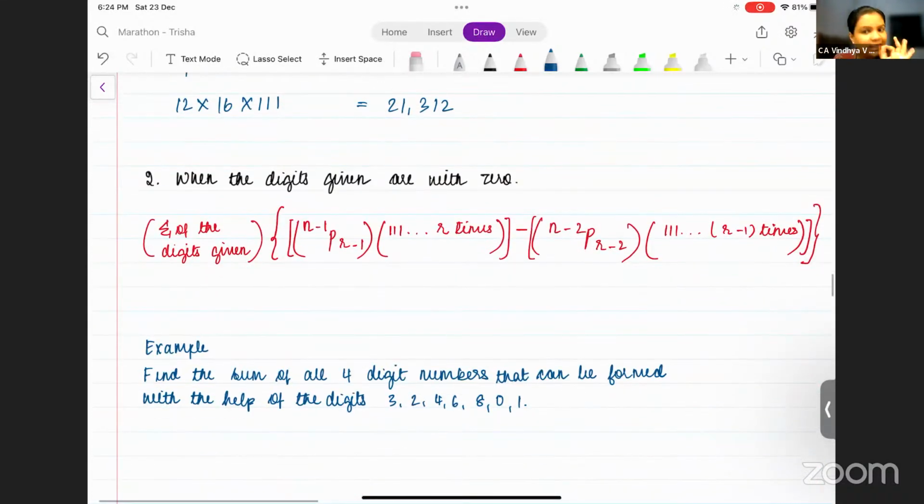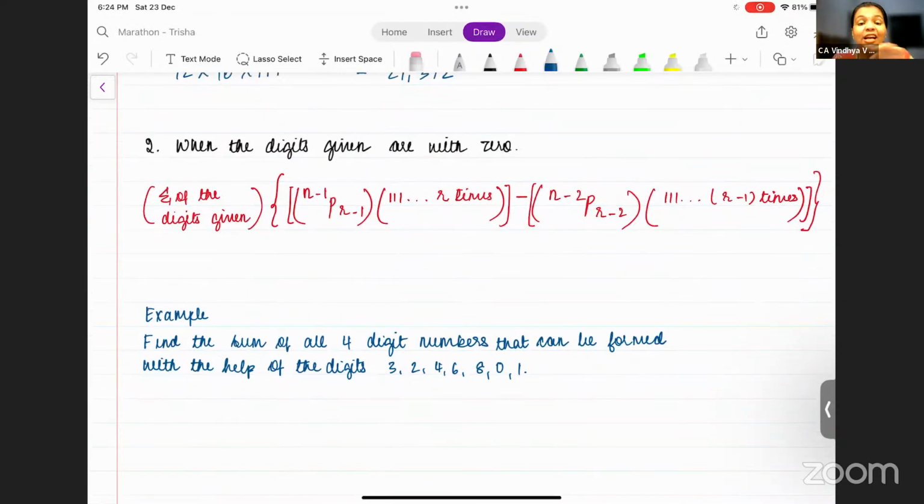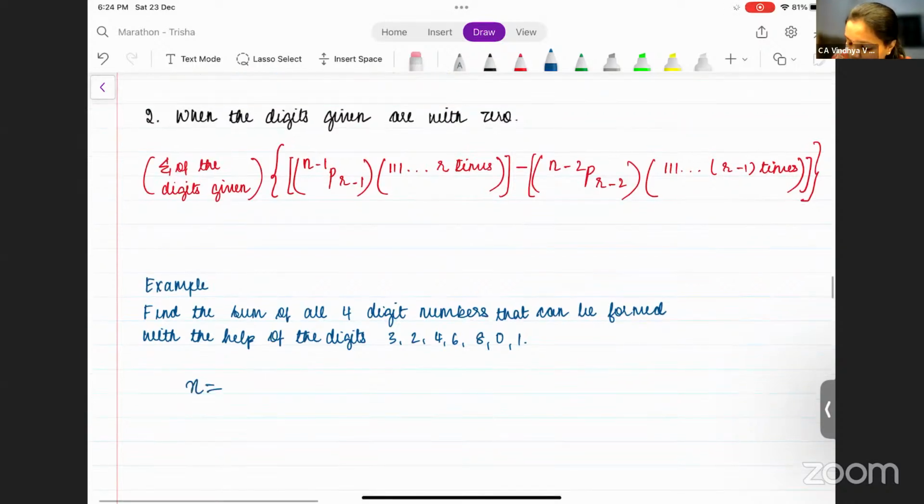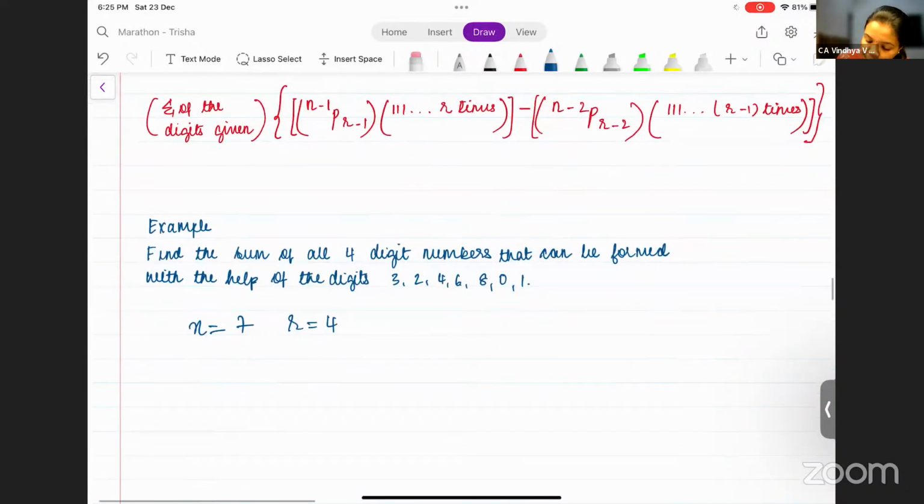Okay. Now, similarly, we have one more where the digits given include 0. Okay. This is a little lengthy formula, but important. So here, what you have is you have 0 in the digits. Simple way is you take n. n is 1, 2, 3, 4, 5, 6, 7. And r is 4. First, you do the summation of the digits. What is the summation of the digits? 3 plus 2 plus 4 plus 6 plus 8 plus 0 plus 1, which is 24.